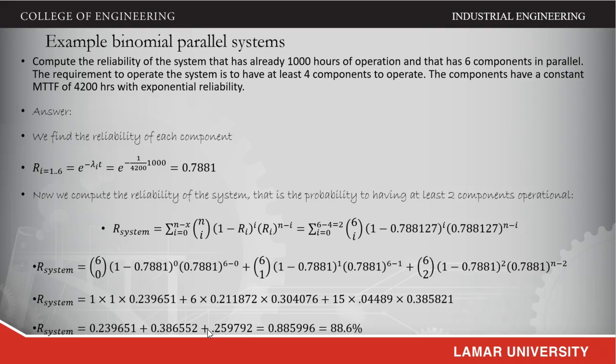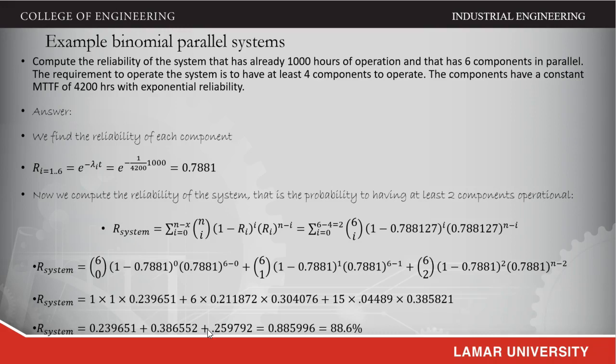The question reads, compute the reliability of a system that has already 1,000 hours of operation and has 6 components in parallel. The requirement to operate the system is to have at least 4 components operating. The components have a constant mean time to failure of 4,200 hours with exponential reliability. The steps are, first, to compute the reliability of each one of the components. Since they are all the same, the reliability of these components after 1,000 hours is e to the negative 1,000 over 4,200, and that number is 78.81%.